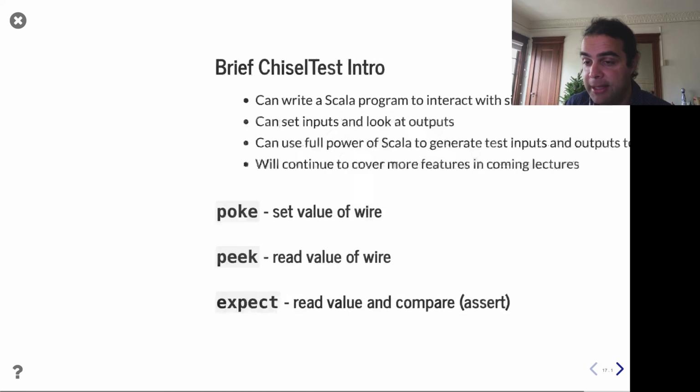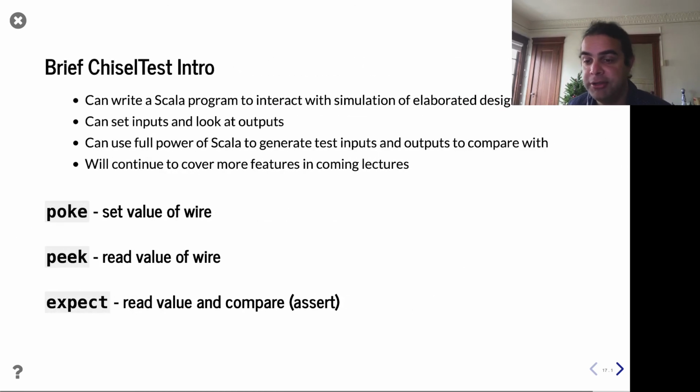Okay, so let's go ahead and maybe try to use Chisel Test. Like I said, Chisel Test is a way to write your test benches in Scala. So you're going to write a stimulus saying, hey, what do I want to do to the hardware design? How do I want to interact with it? In particular, you can set inputs. You can also look at the outputs, and you can compare the outputs to certain things, kind of like an assert, right?